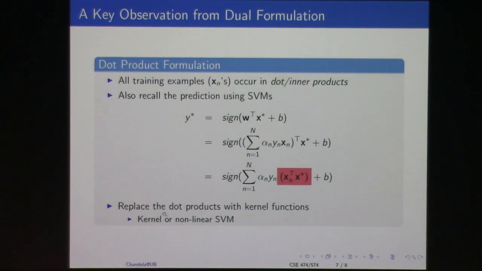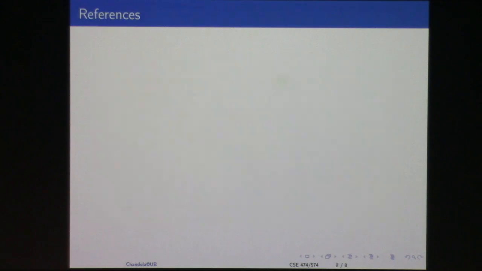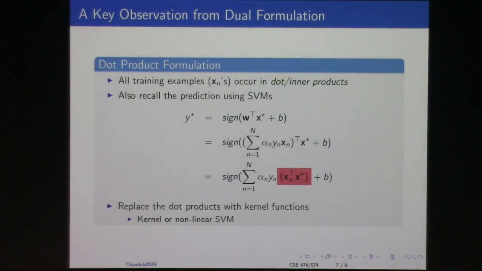So you can simply replace this dot product with a kernel function, and you will get a kernel SVM or a nonlinear SVM, because that is the effect of applying nonlinear kernels. So I can replace this with an RBF function, and I'll get an RBF SVM, or any other function, I'll get that kind of SVM. So that is the idea. Any questions about this one?